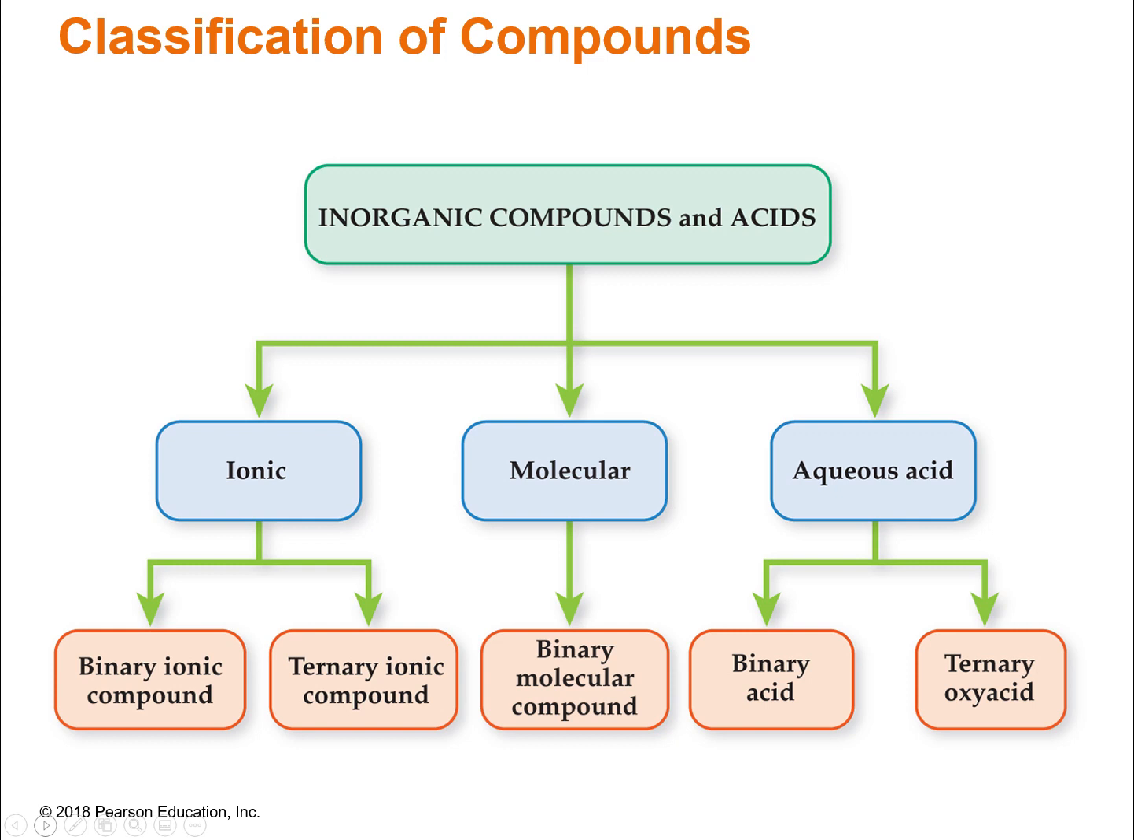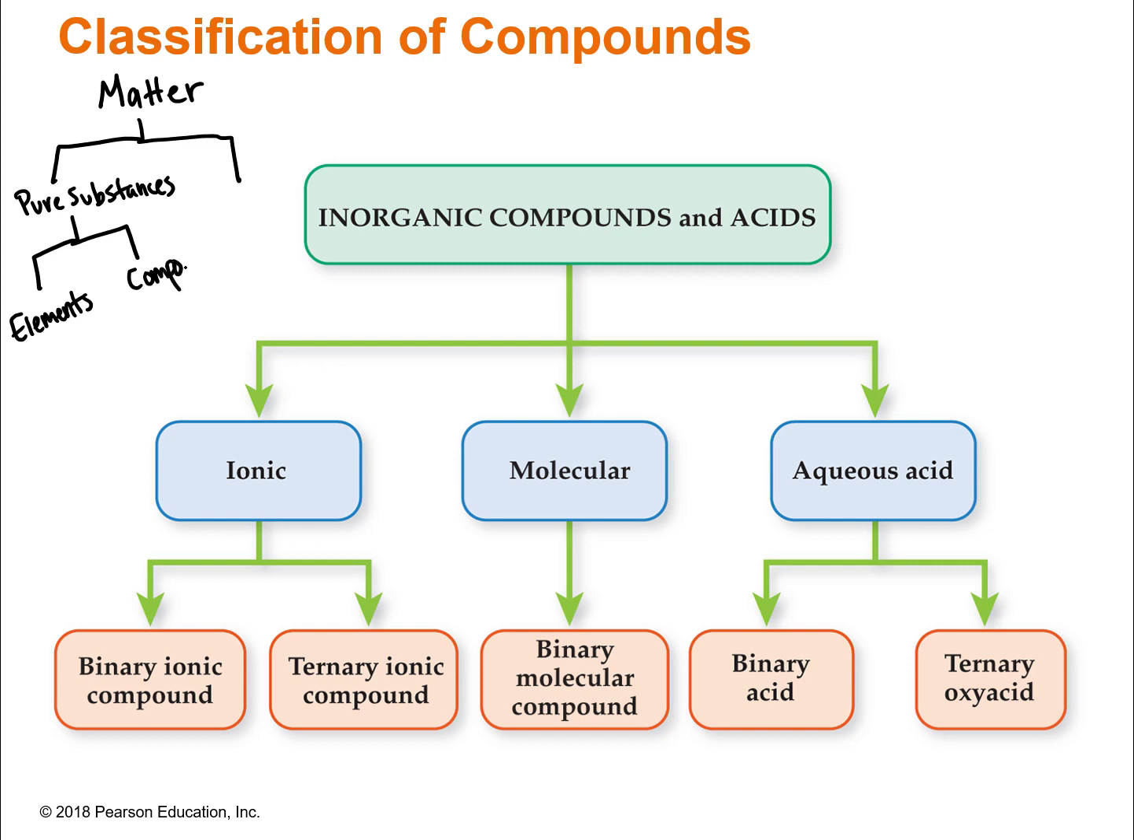We first started classifying things when we were classifying matter, and that was way back in chapter 3. And one of the ways that we could classify matter is calling it a pure substance. And within that category, we had elements and compounds. What we're doing today is taking this part, compounds, and breaking it up even more.